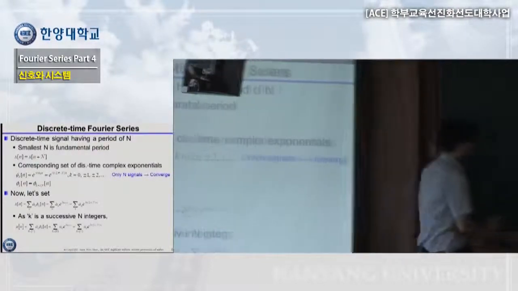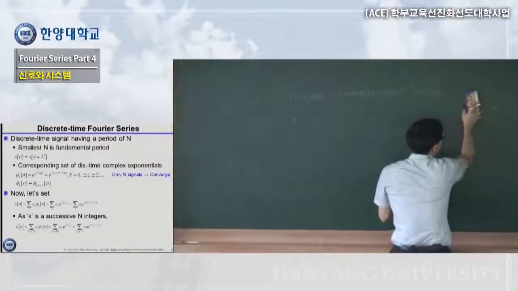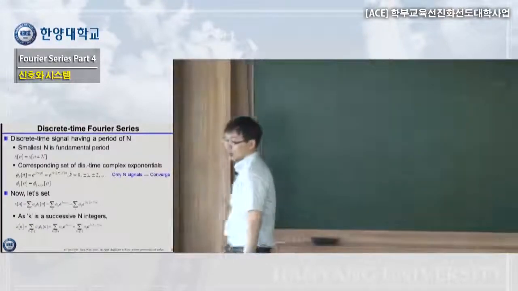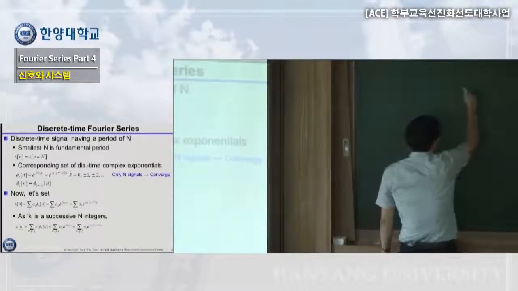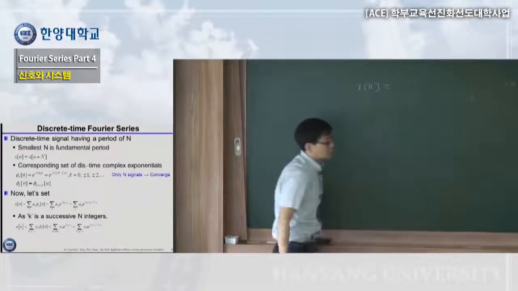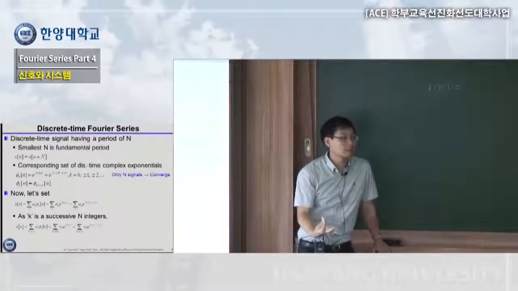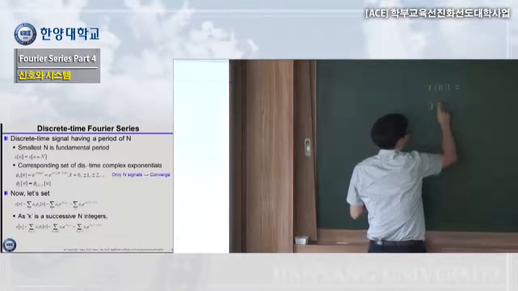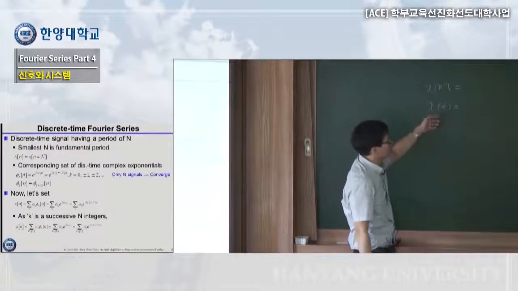So likewise, let's set xn. So how did we start the Fourier series initially? We assume that there is one signal. Let's go back to what we had before. In the continuous time, we say this is our periodic signal.